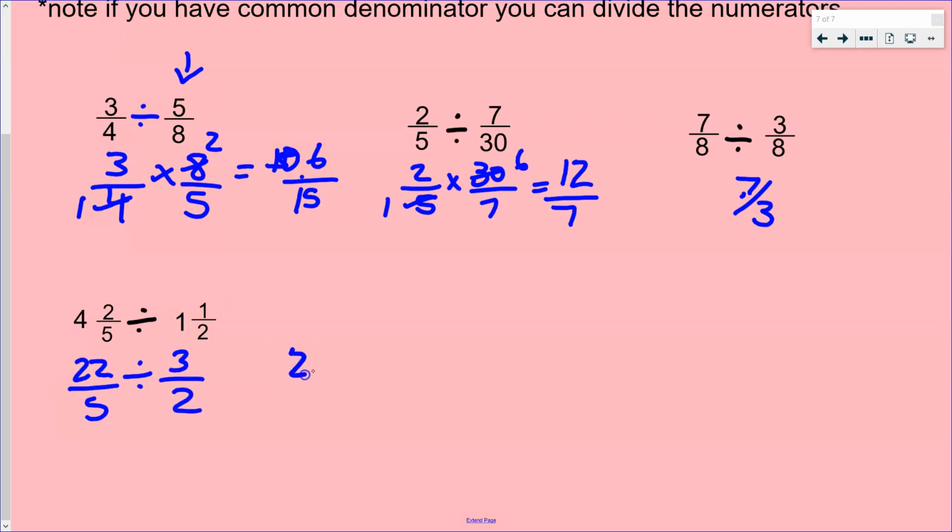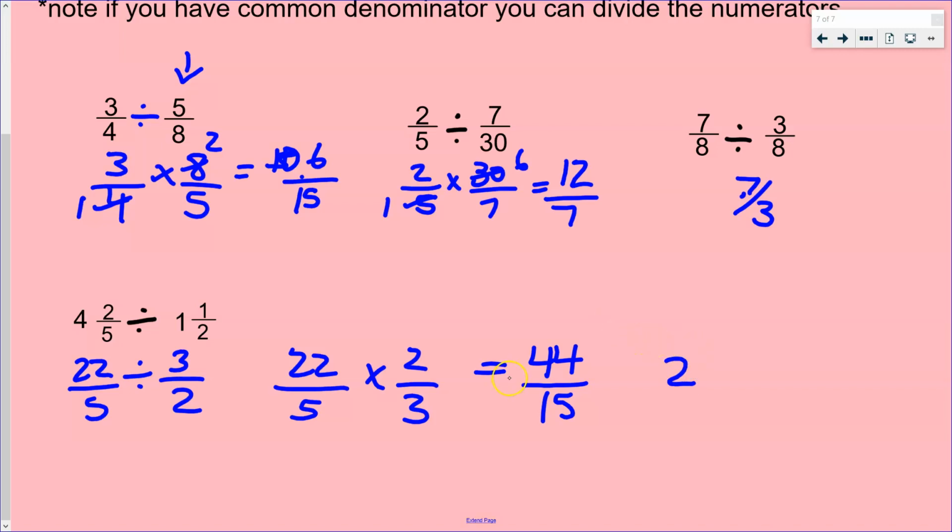Now I'm going to change it to a multiplication question. Flip it. And I'm going to look for some reductions. I don't actually see any. So this is going to be 44 over 15. And then I'm going to put it back to a mixed fraction because that's what it started as. So 15 goes into 44 twice, 30. And that leaves us 14/15 left over. Okay. So that would be what this looks like.